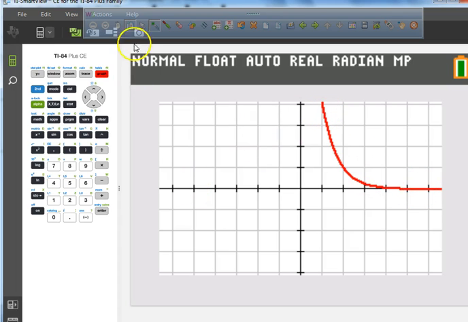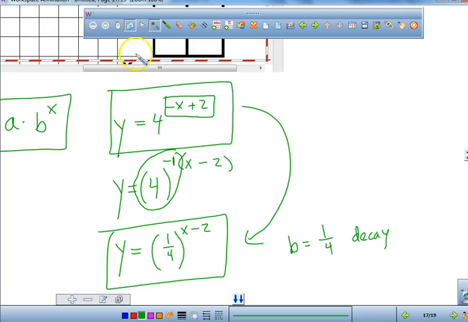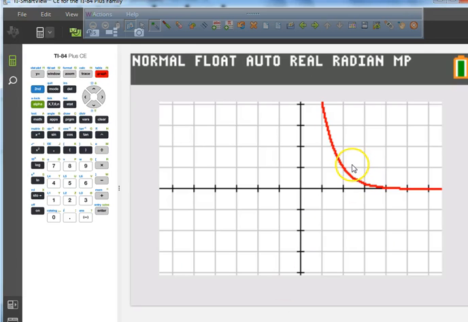That lets me know that this is indeed the correct function. There's other ways to write it, okay? So understand, problem number 2 is what type of function? Problem number 2 is a decay function. Problem number 1 is a growth function.